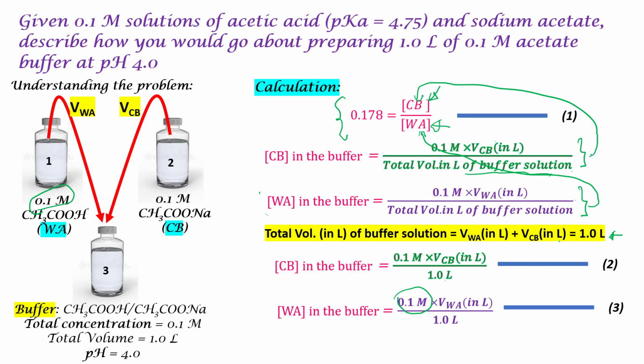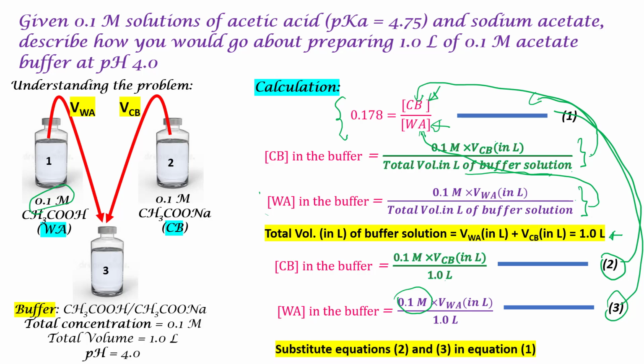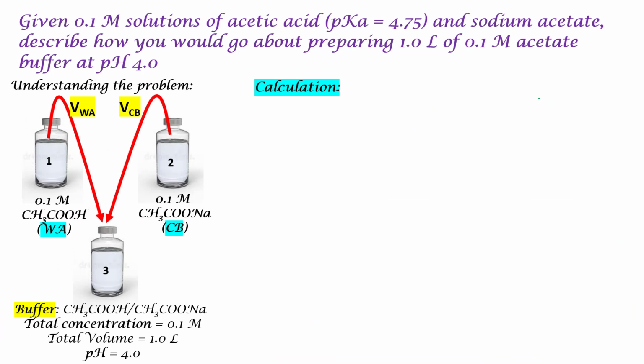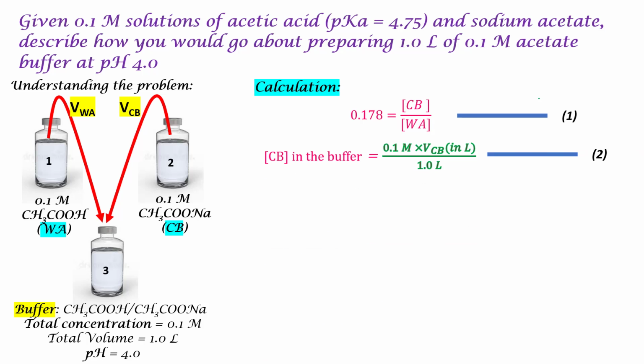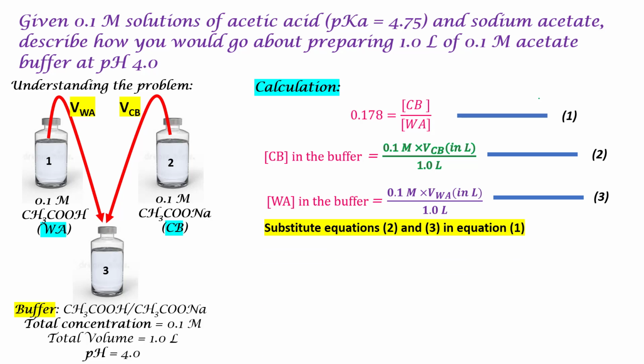So what we are going to do is take equation 2 and plug it into equation 1, and then take equation 3 and plug that also into equation 1, and we're going to rewrite our equation in the next slide. Okay, so if you look here, we had this equation to begin with. We simplified the conjugate base concentration as shown in equation 2. We simplified the weak acid concentration as shown in equation 3. Now we're going to substitute equation 2 and equation 3 in equation 1 in the place of conjugate base concentration and in the place of weak acid concentration.